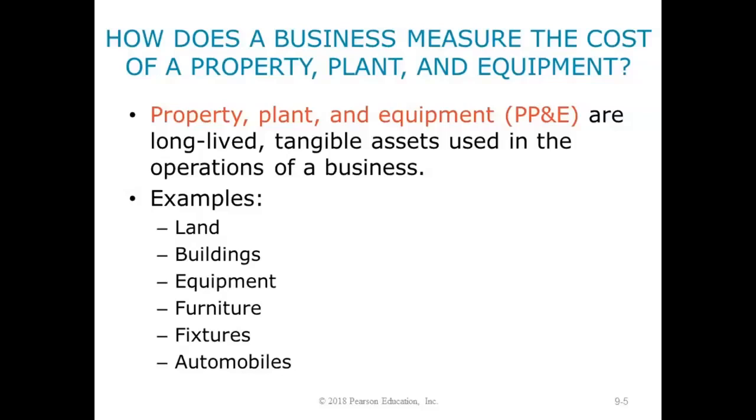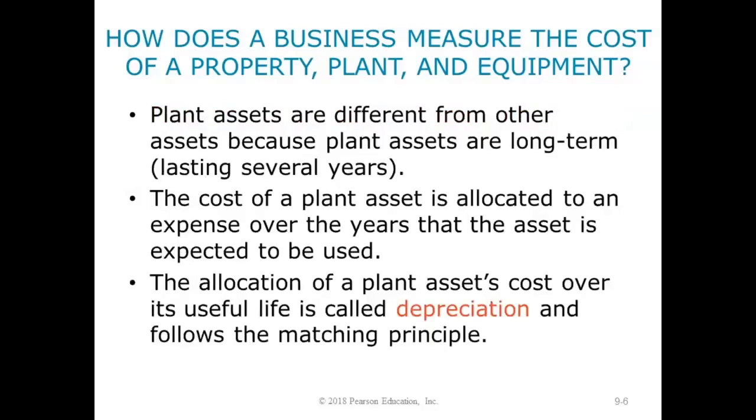Now, some examples of long-lived tangible assets: land all the way. Land is something that is very tangible, and obviously you could step on it and so on. Buildings, equipment, furniture, fixtures, automobiles. Again, these are all assets that you need in order to run your business. But the problem is they're going to last a very long time out there. Now, what about plant assets? Plant assets are long-term. They're definitely going to last several years.